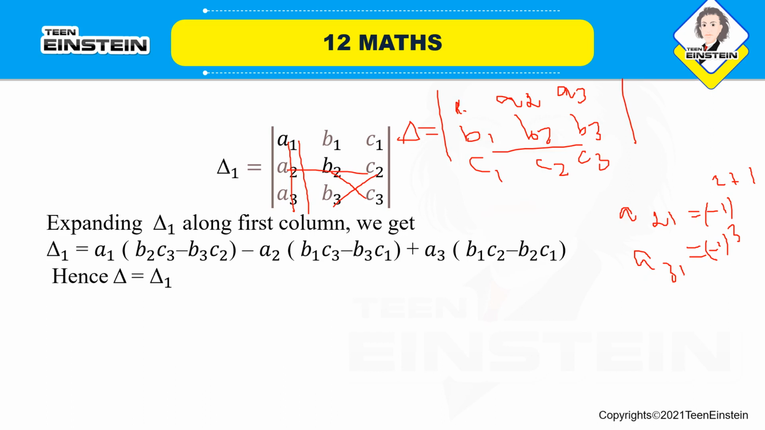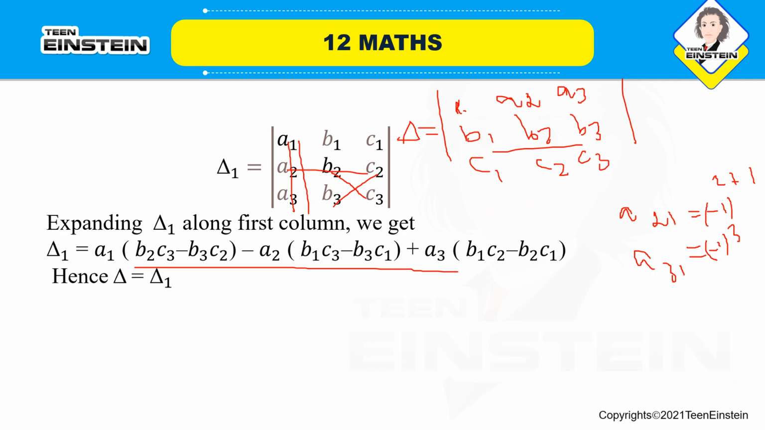Okay, so what is this? This is nothing but delta, the value of the given determinant. Am I right? So here the value of the determinant remains the same. The value of the determinant remains the same even if you interchange the rows and columns.